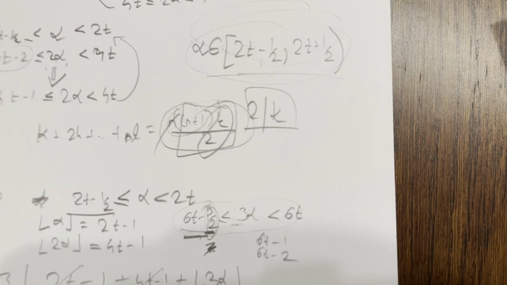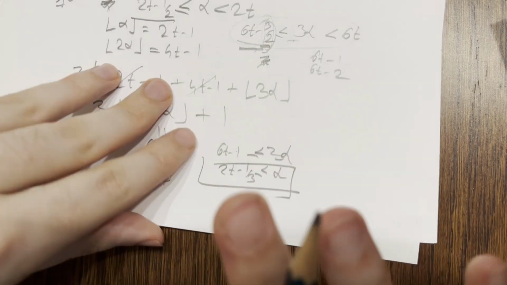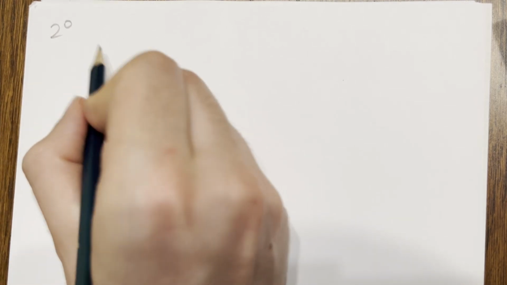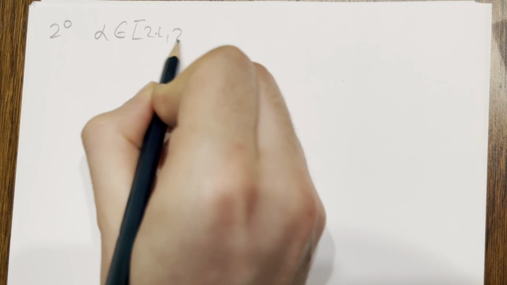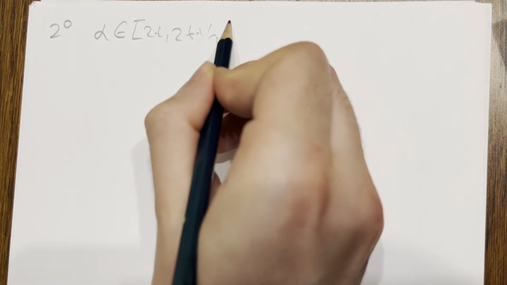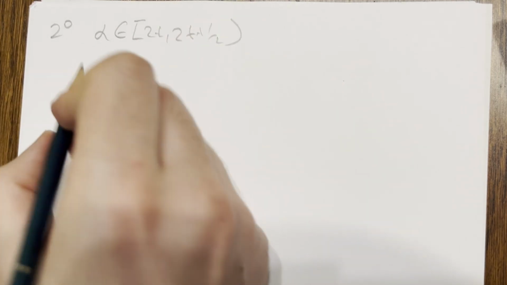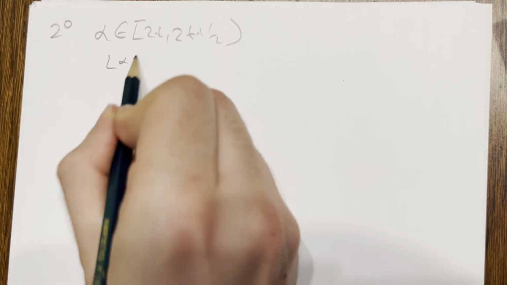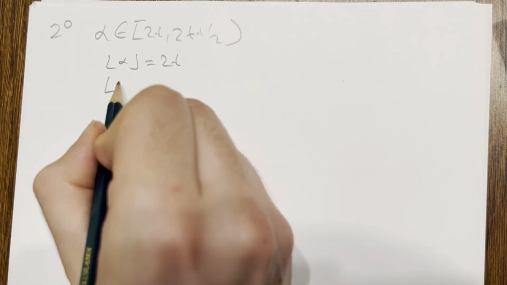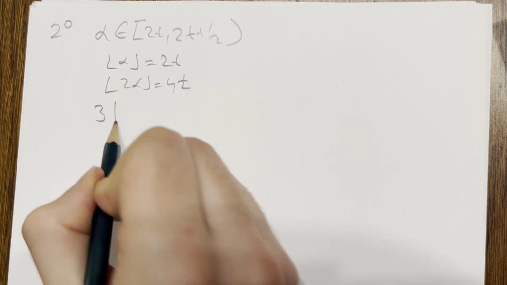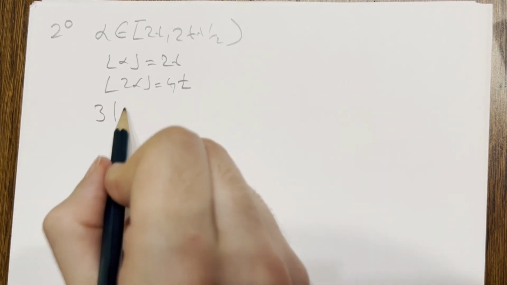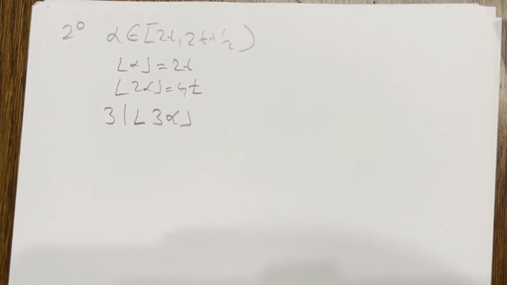But now let's look at the other case. I invite you to pause for a minute, think about this, and now let's go to the next case. What happens when alpha is between 2t and 2t plus a half? Okay, so let's think about this. We have that the floor of alpha is equal to 2t, the floor of 2 alpha is equal to 4t, and 3 must divide this plus this, it must divide the floor of 3 alpha.